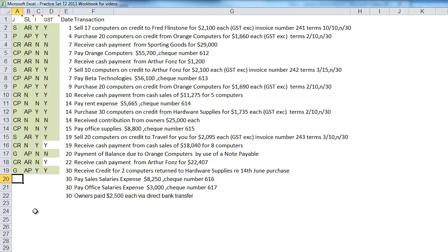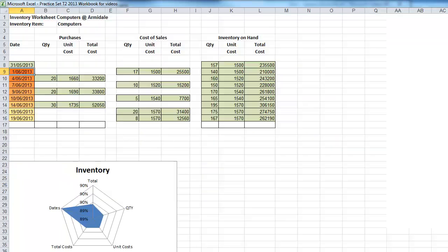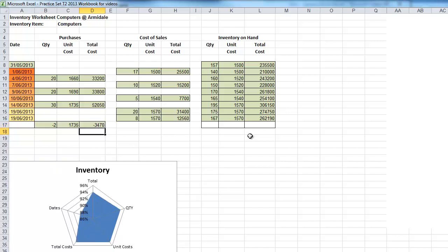This would probably also put a working paper together for, but let's firstly go to inventory because we're returning 2 computers from hardware suppliers. Righto, 2 computers, hardware suppliers, transaction of the 14th. We paid 1,735 for inventory. Quantity, this is -2. This is where the minus comes in. 1,735, yep, it's the same amount as there. What's the amount? It's going to be a deduction. Minus 3470.